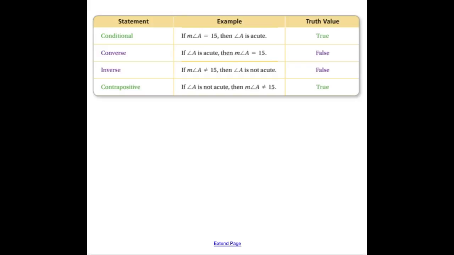Now, notice the color coding it has up here. Conditional and contrapositive have the same value. The converse and the inverse have the same value. When I'm talking about value, I'm talking about the true or false value. If the conditional is true, so is the contrapositive. If the converse is true, so is the inverse. There are times when all four of these are true, and there are times when all four of them are false. Now, those are special cases.